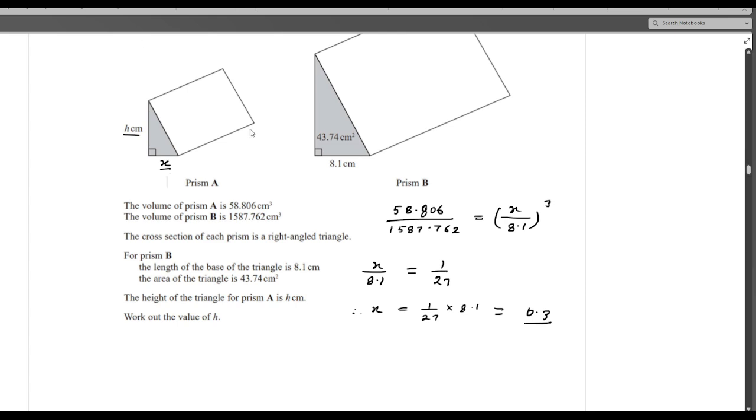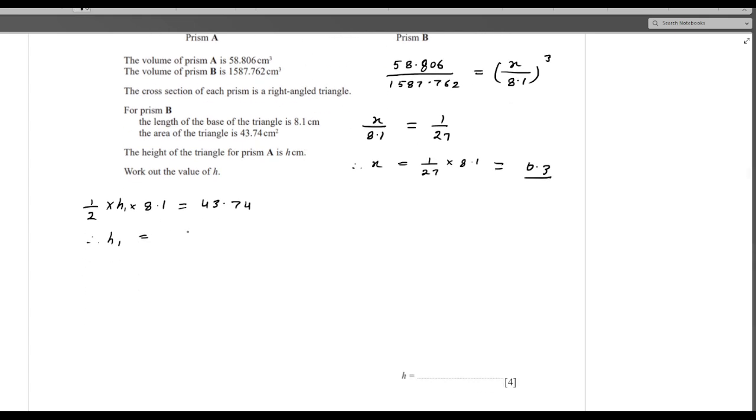Now for this triangle here, the area is given. So using the area, I can find its height. Let us consider the height is h1. So I know that half times h1 times 8.1 is equal to 43.74. So that will give me h1 equals 43.74 times 2 divided by 8.1.